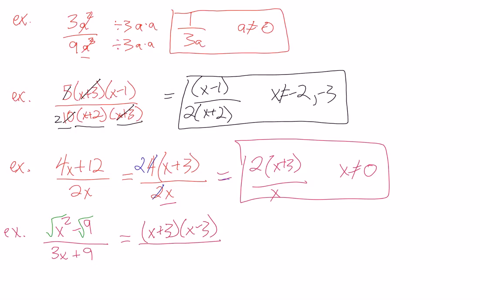And then on the bottom, we can take out a common factor of just a 3, so divide everything by 3, that'd give you x plus 3 left over. So then for our final answer, you can see we have an x plus 3 that's common, cancel those out. So we're done. Our final answer is x minus 3 on the top and 3 on the bottom.